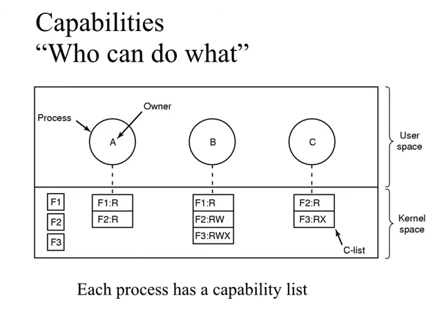Capabilities specify what actions each specific process can execute. So every process can have a certain capability list, and the operating system may enforce those capabilities during the execution of the process.